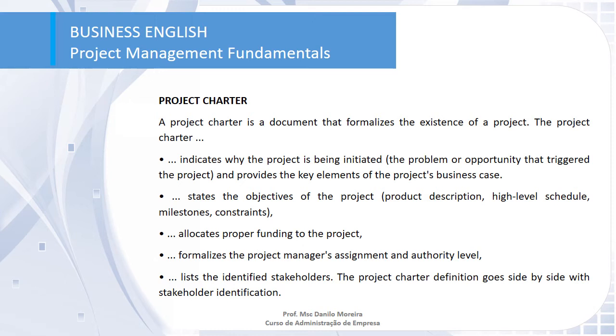Before we talk about scope, I would like to mention a couple of characteristics of a project charter, which is the document specifically defined in this phase of a project in the very beginning. So the project charter, first of all, indicates why the project is being initialized and provides the key elements of the project business case. Also, it states the objectives of the project, as I have said, the schedule, milestones, constraints. Okay, it allocates proper funding to the project. It formalizes the project manager's assignment and authority level. And finally, it lists the stakeholders. So with this project charter, I define the main characteristics of the project for us to start with it.